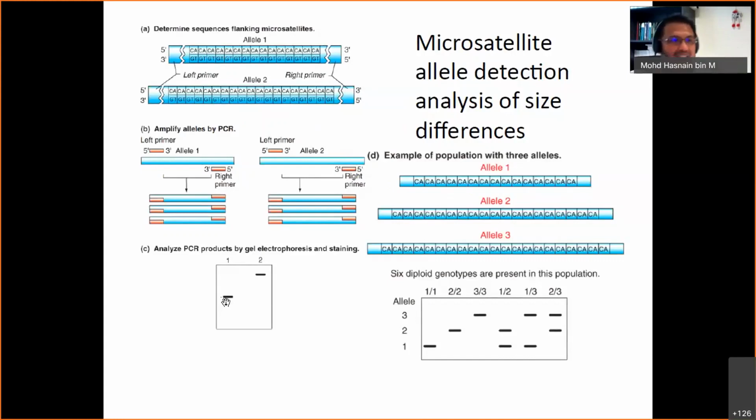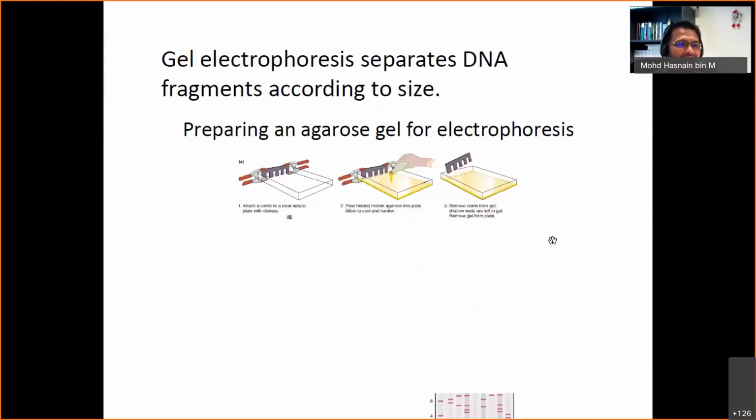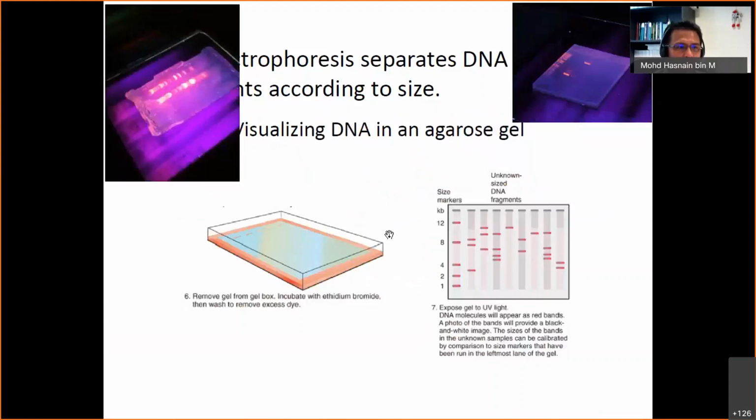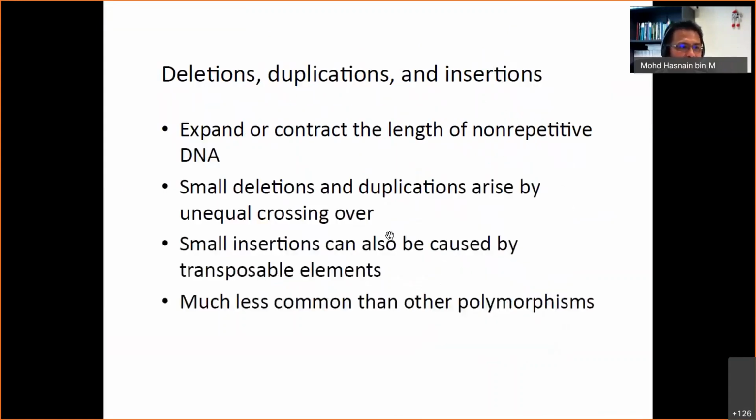Okay, so microsatellite can be used to detect the polymorphism. So in some individuals, you have homozygous, and some of them are heterozygous. Okay, gel electrophoresis is just preparing. I'm going to skip this one. I think you can watch a video on the electrophoresis.